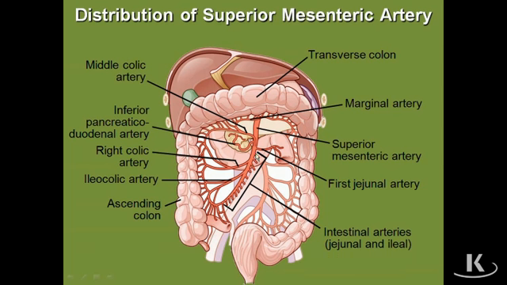Recall that the midgut is not just jejunum and ileum, but it's also the cecum, the appendix, the ascending, and much of the transverse colon, so we should expect to see branches coming from the superior mesenteric artery to supply those organs as well. And in fact, we see coming from the superior mesenteric artery, the ileocolic artery, which is going to supply the distal ileum and the cecum and the beginning of the ascending colon. The right colic artery, which will supply the ascending colon up to about the region of the hepatic flexure. And then the middle colic artery, which will supply the transverse colon.